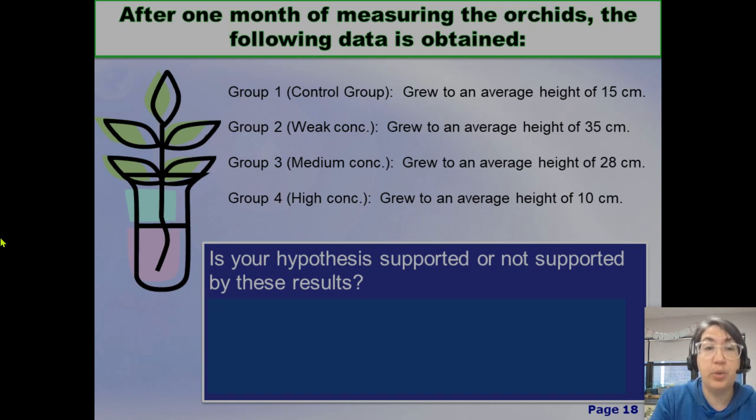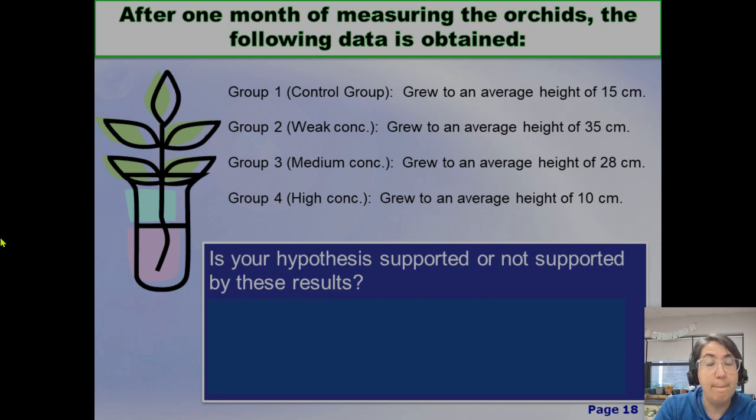My control group, group 1, grew an average of 15 centimeters. That's about 6 inches. Group 2, that received a weak concentration of fertilizer, grew an average of 35 centimeters. That's over 12 inches, like closer to 18. Nice.